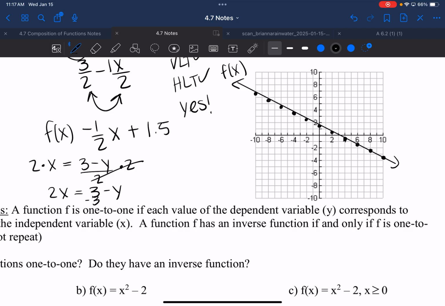Subtract the 3, okay. So now I've got 2x minus 3 equals negative y. Right, we want to get rid of that negative. So basically change all of our signs, right? So this will become positive and positive. This will become negative. So our inverse function is going to be negative 2x plus 3.